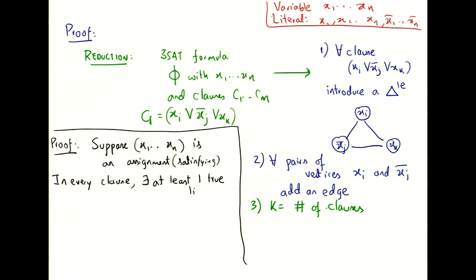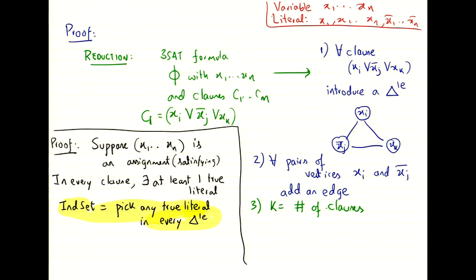At least one thing is true in every clause because that's what it means to satisfy. Does it make sense? And so then you just pick some true literal in every clause. So then your independent set is to pick any true literal in every triangle. So you would end up picking one vertex per triangle, and this would be an independent set.